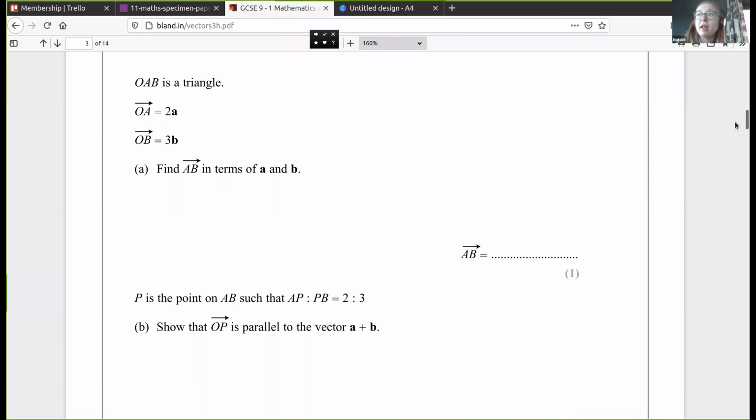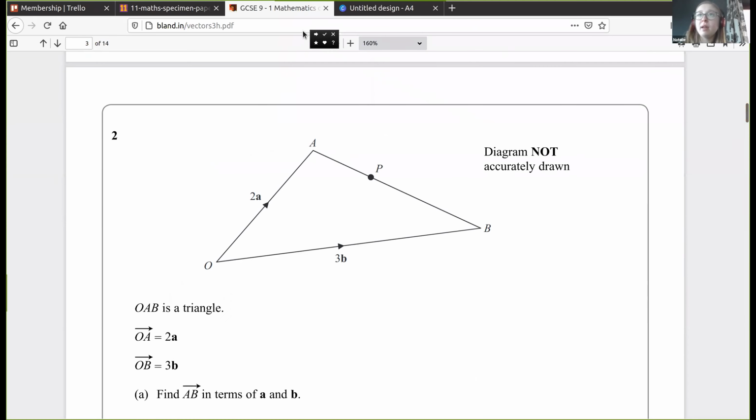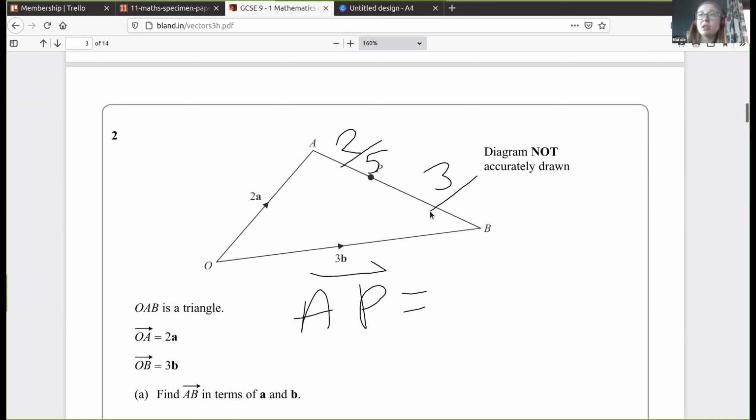So P is the point on AB such that AP to PB is 2 to 3. So AP to PB is 2 to 3. So that's 2 and that's 3 in our ratio. Which means if I wanted to work out A to P, the total ratio is 2 plus 3, which is 5. So this section here must be 2/5 of AB, and this section here must be 3/5 of AB for it to add up to the whole.